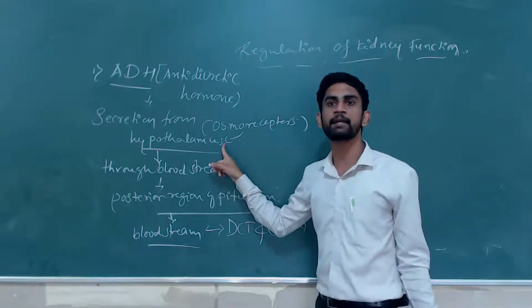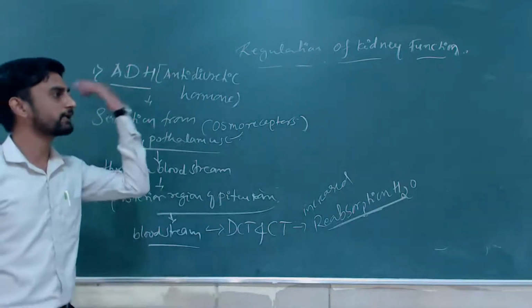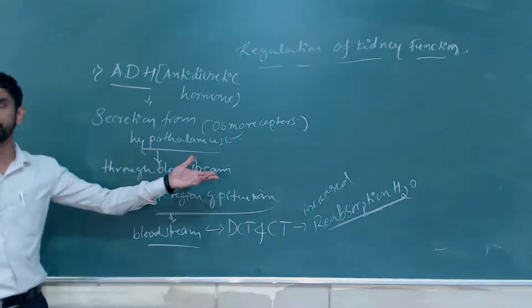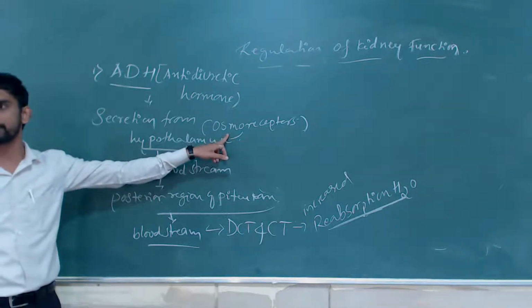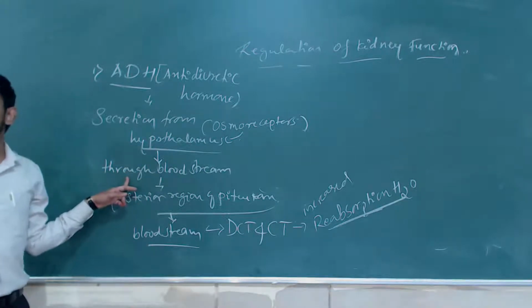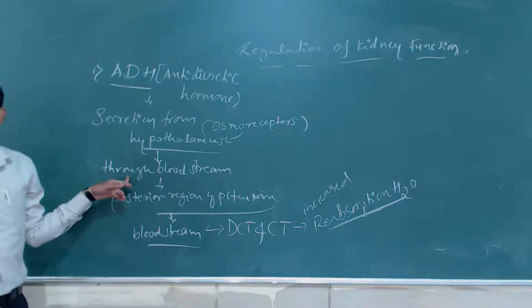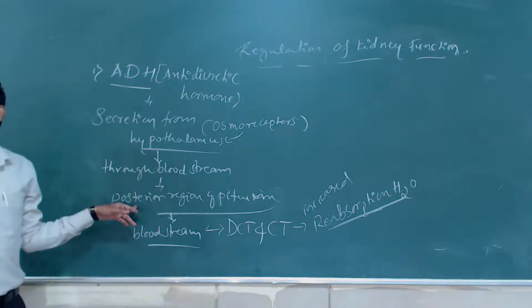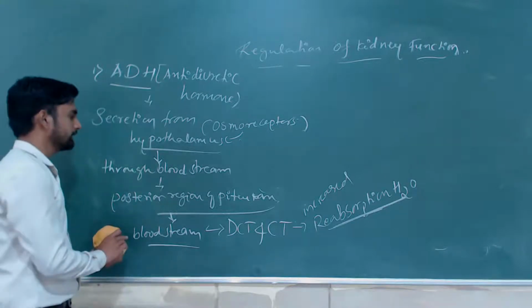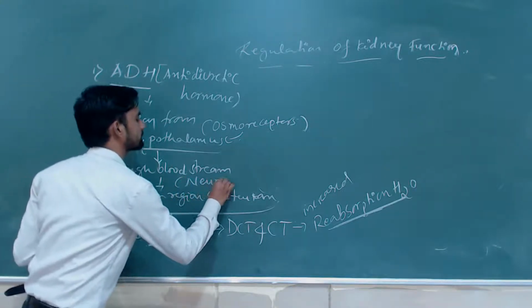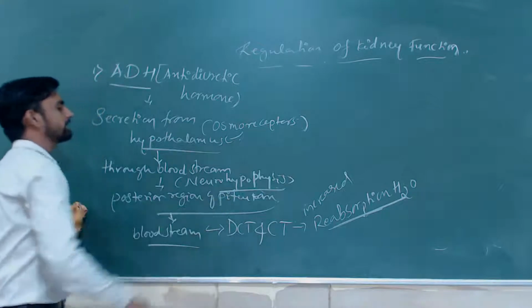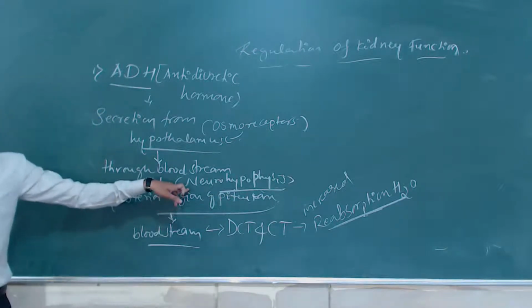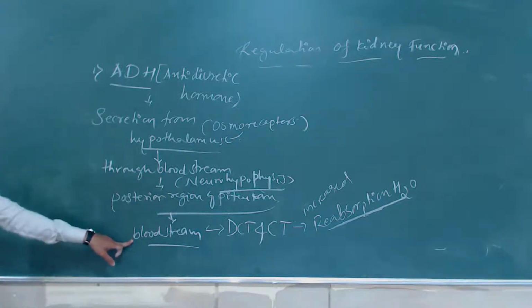Osmoreceptors are present in the hypothalamus. When they receive the signals coming directly from the nephron, from different kidney tubules, and this information reaches the hypothalamus, it is received by the osmoreceptors, and immediately they start releasing more and more ADH into the posterior lobe of the pituitary. This posterior lobe of the pituitary we can also call the neurohypophysis. Here, specialized cells called neurosecretory cells start releasing this hormone into the bloodstream.